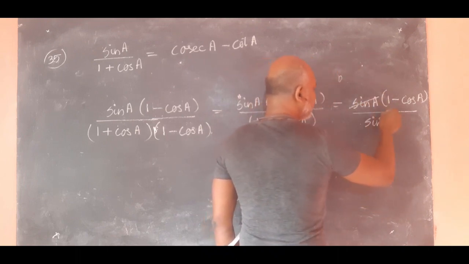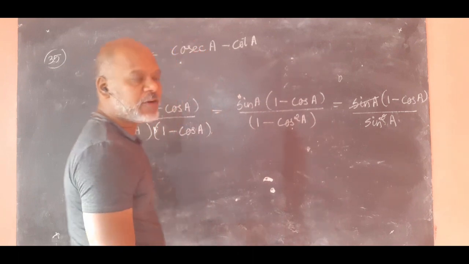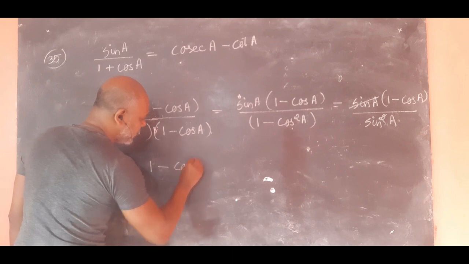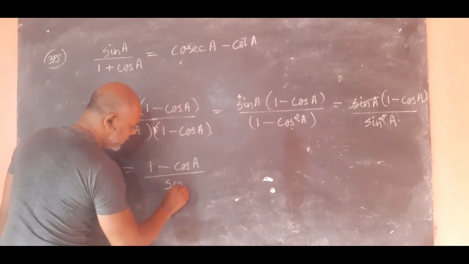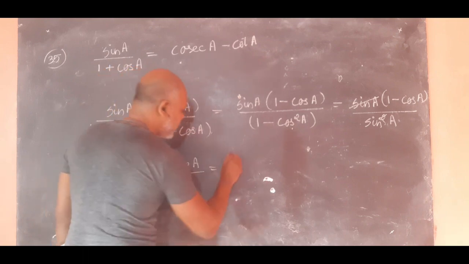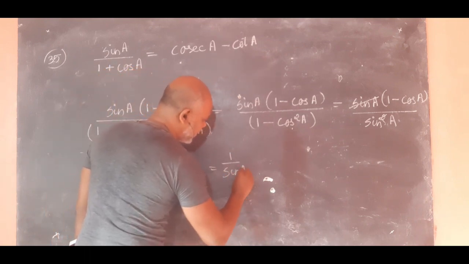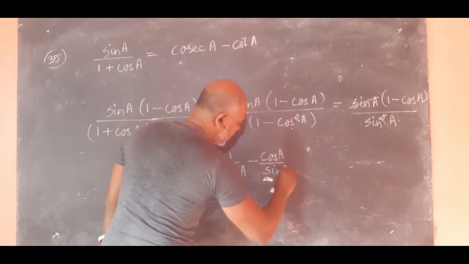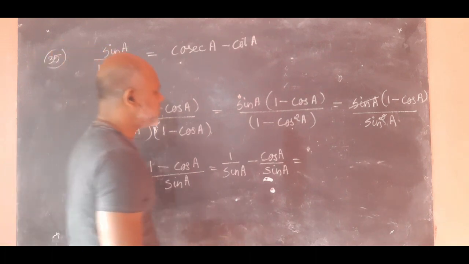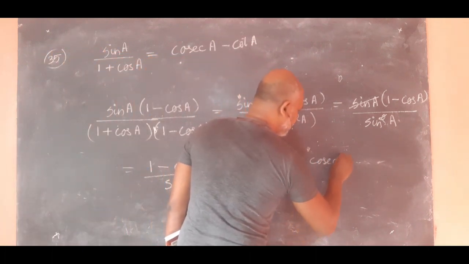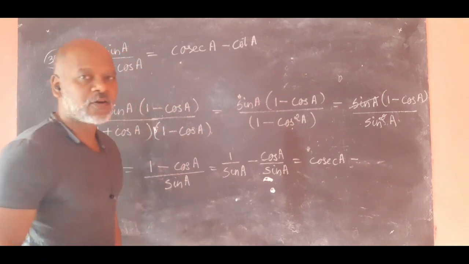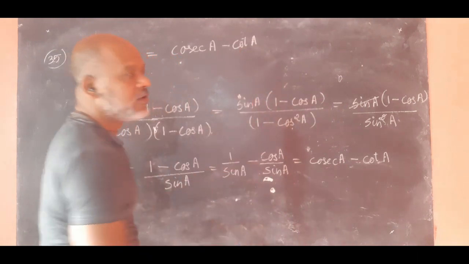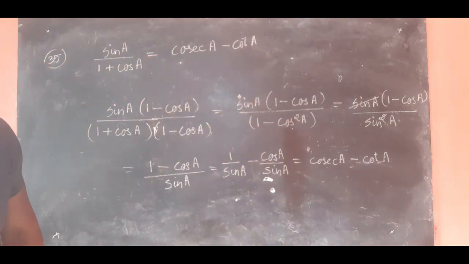From this we can cancel out the sin A from the numerator and denominator, and then we have 1 minus cos A by sin A. Now we can write it as 1 by sin A minus cos A by sin A. 1 by sin A is cosec A and cos A by sin A is cot A. So now you can check, this is the same. Now we have proved LHS is equal to RHS.